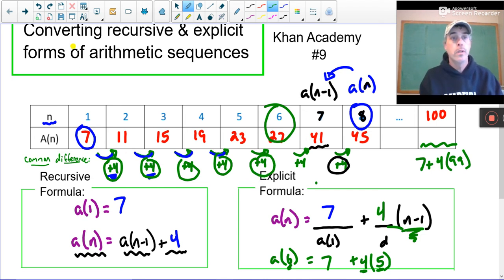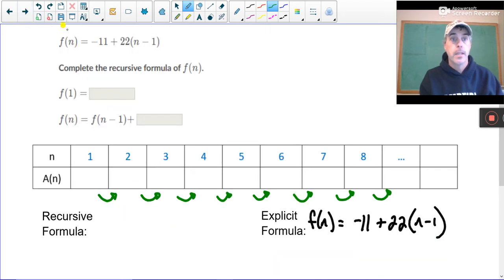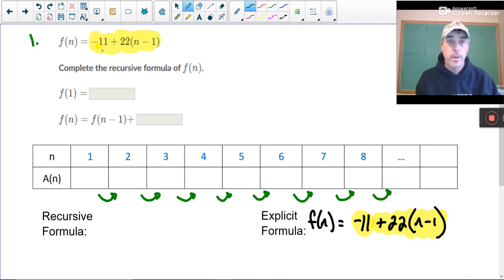Okay, so 2 of each style now. Here's the first one. It says complete the recursive formula. So what I'm looking at right now is they have given me this information, and that information is the explicit formula. I rewrote it down here. So the first thing I'm going to do as I'm thinking about this is I'm going to be remembering what we just talked about with the explicit formula. That this number up front means that's my starting amount. And then this number right here is telling me how I'm moving.